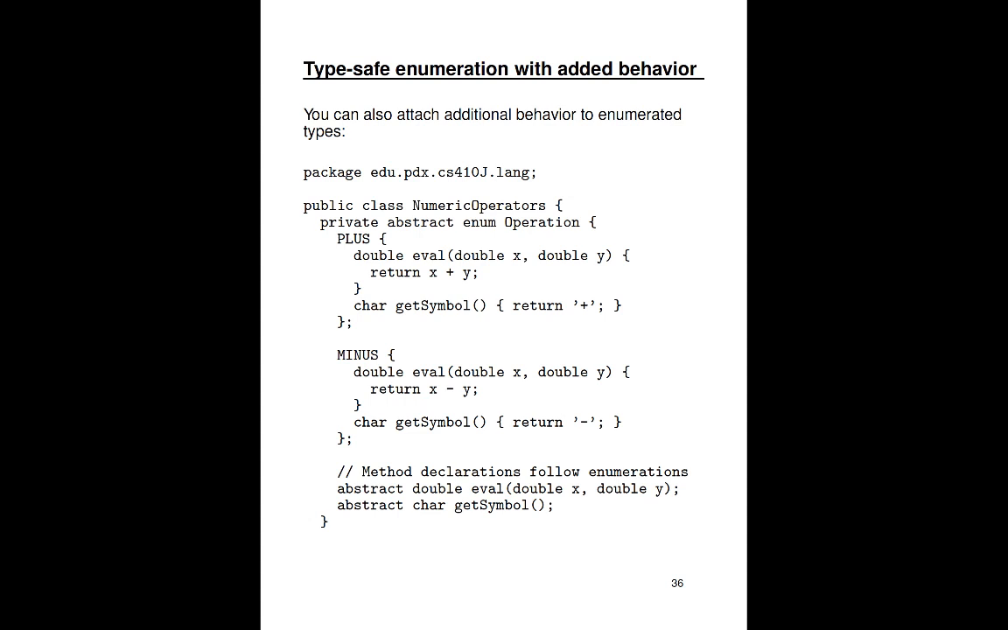So similarly for minus. So we could add some more operation declarations here. But also in the enum type, maybe I could have put this first to make it a little bit more understandable, we say that the operation has a couple of methods, and we just declare the signature of the method. It's a little bit like an interface, right? We say, hey, it's an abstract method. Every operation has a method called eval, which takes two doubles and returns another double, and then also getSymbol, which will return the char for that operation.